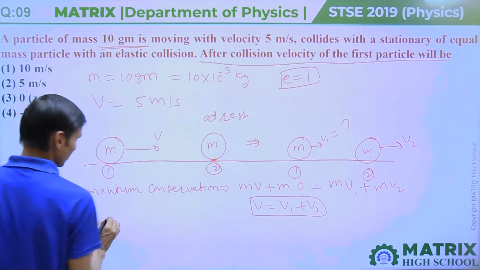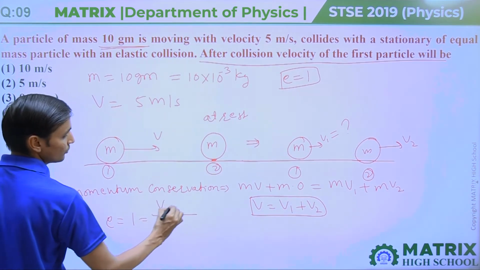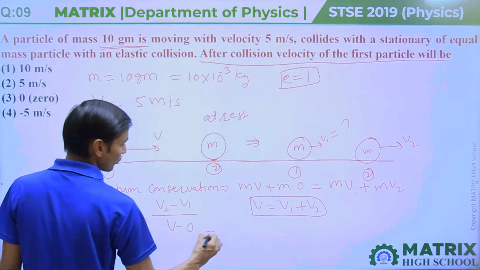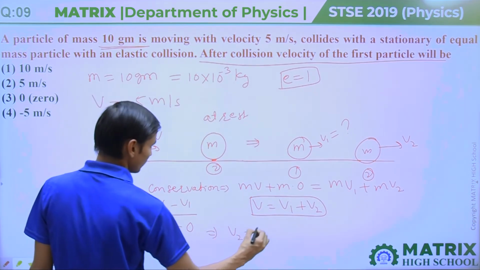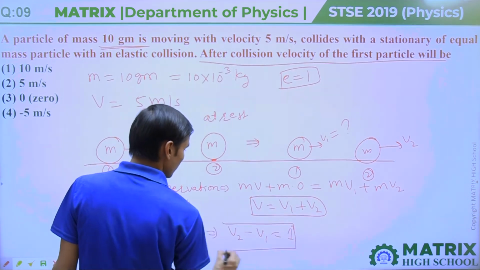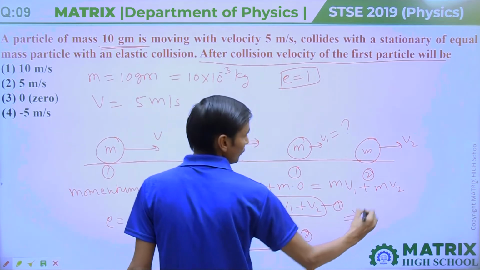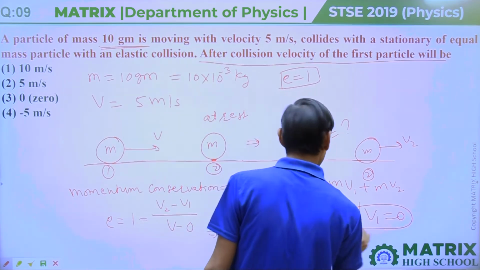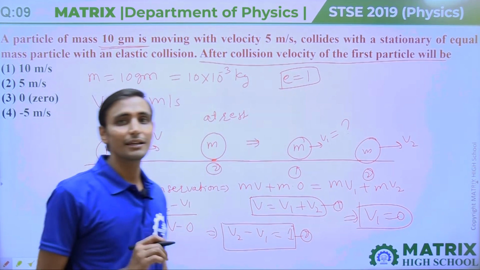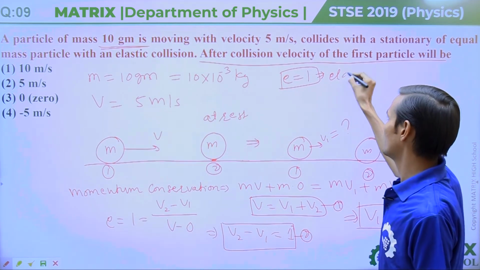And second, e equal to 1 equals velocity of separation, that is V2 minus V1, upon velocity of approach, that is v minus 0. So from here, V2 minus V1 equals v. From these two equations, first and second, we find that V1 equals 0. So we can say that the first particle comes to rest.